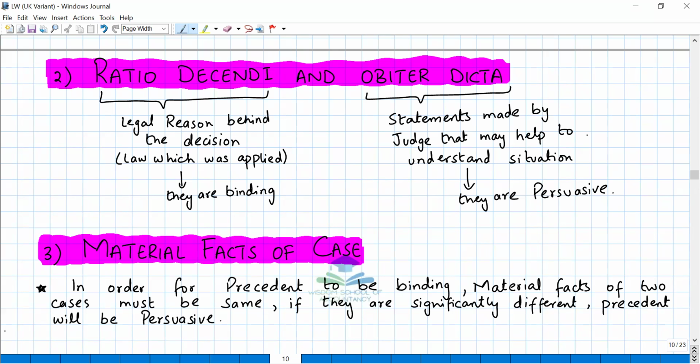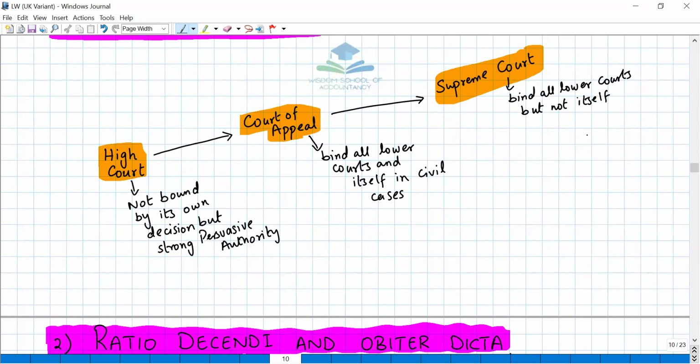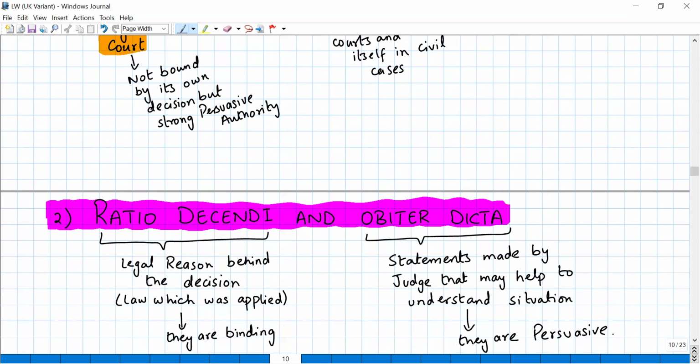Is this point clear? For example, let's link these first two things. If the Supreme Court judge gave the decision, then the ratio decidendi of that decision, the legal reason behind that decision, is binding on all lower courts. Not the obiter dicta one. The obiter dicta will be considered as a persuasive thing. So in this way you can interlink these two things. Clear?